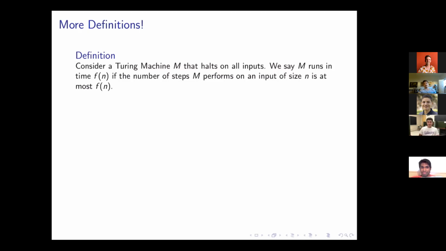If you've ever taken an analysis of algorithms class or numerical analysis, or done anything with any sort of runtimes, this is exactly what the intuition is. This is just the runtime of the algorithm, usually denoted with some sort of big O notation.